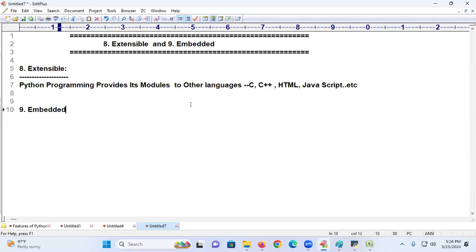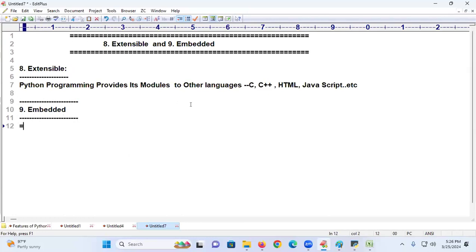Now, embedded. I'm talking about embedded. It is a reverse. Python is definitely not that much speed compared to what? C language. C is the very fastest language. C++ is the fastest programming execution language, and Python is not that fast. Python is the most comfortable programming language.